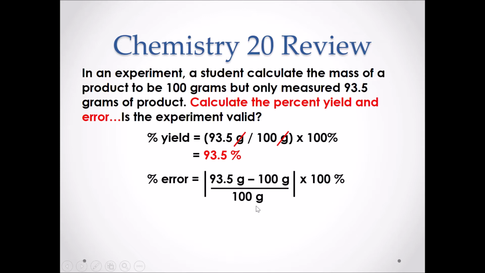And finally, our percent error, which is equal to the actual yield minus the theoretical yield divided by the theoretical yield and times by 100%. And this would give us a value of 6.50%. Since this value is under 10%, we can say that this experiment is valid. It's also important to note that these lines on either side of our equation represent an absolute value, meaning regardless of its positive or negative value, we always represent it as a positive value.